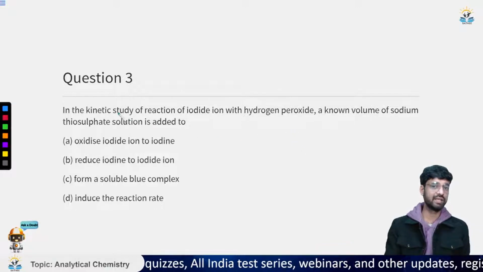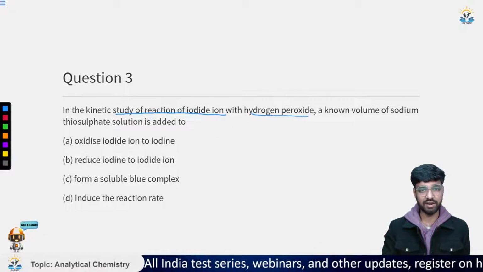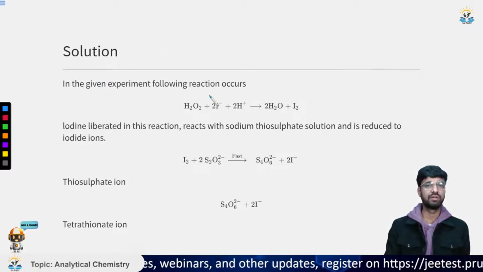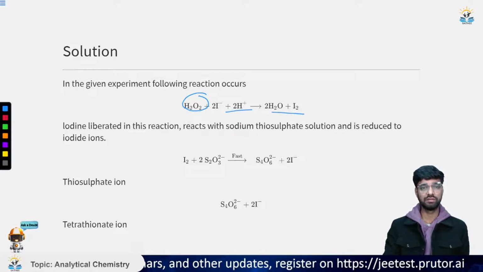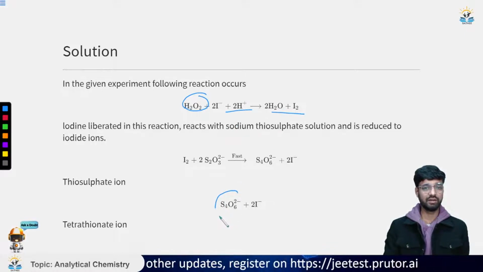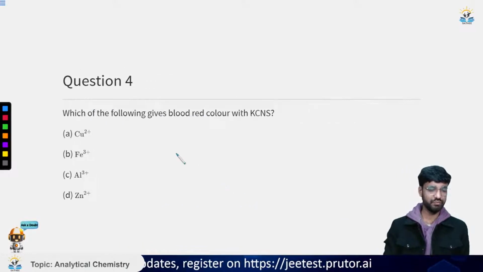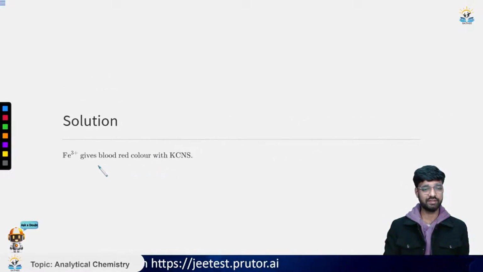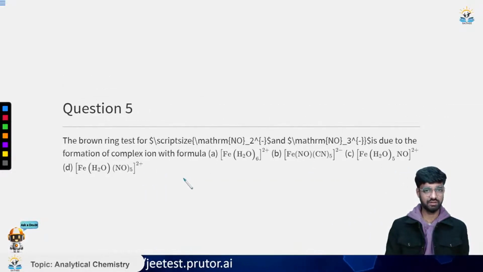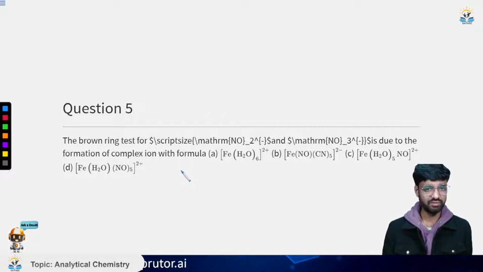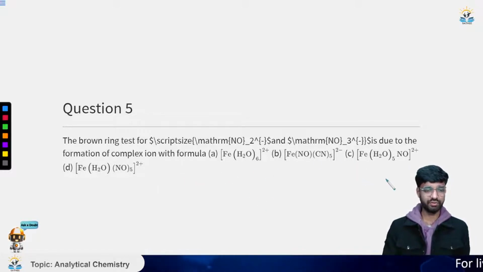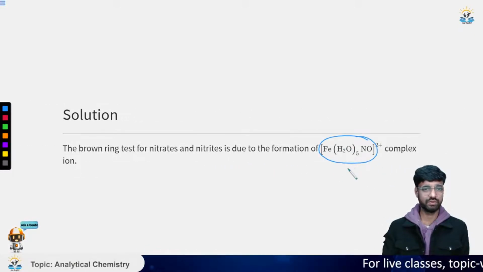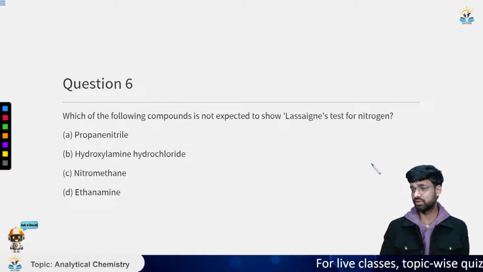Next, in the kinetics study of the reaction of iodide and hydrogen peroxide, a known volume of sodium thiosulfate is added. So the given experiment looks like this, and we have the tetrathionate ion. Which of the following gives blood red color with KCNS? It is Fe3+. So Fe3+ gives you blood red color. Now the brown ring test is due to the formation of which complex? It is due to the formation of this, [Fe(H2O)5NO]2+. So these are the questions you can try by yourself.